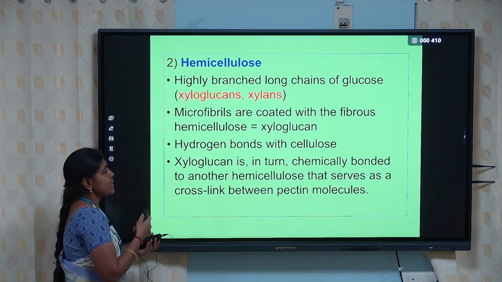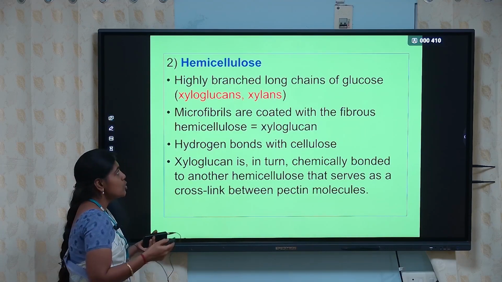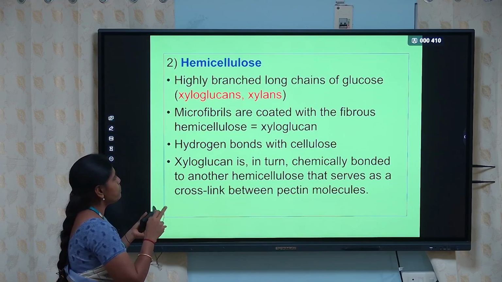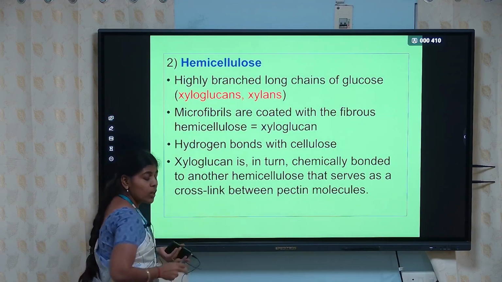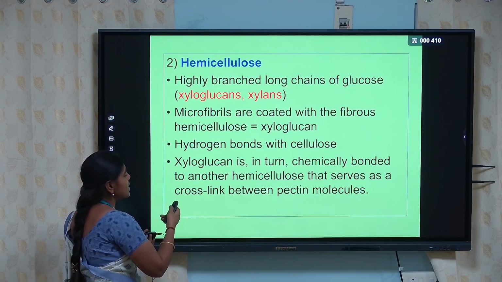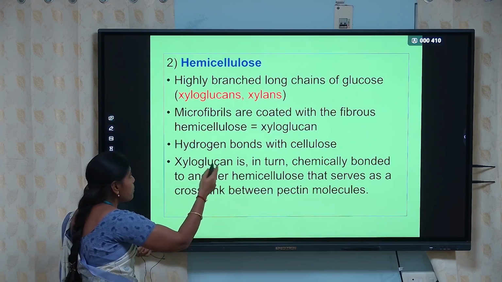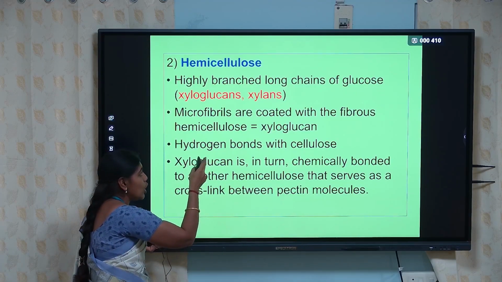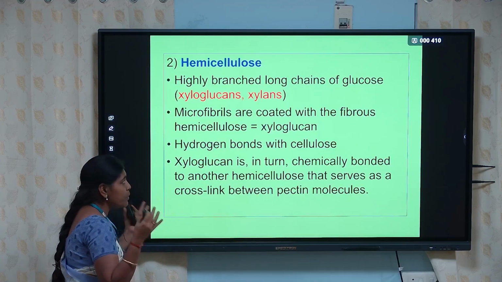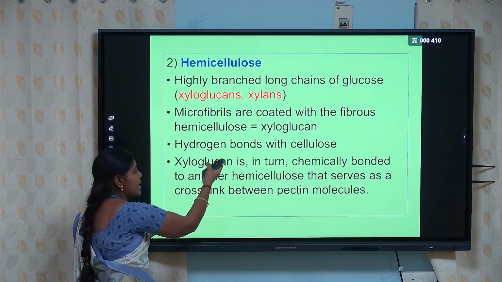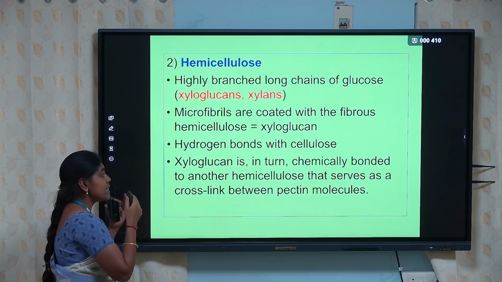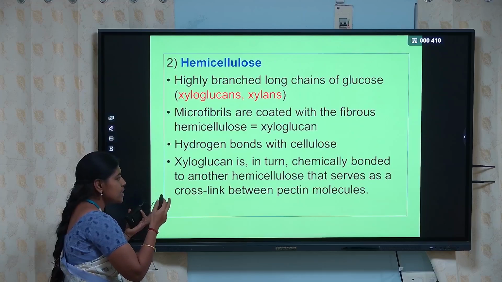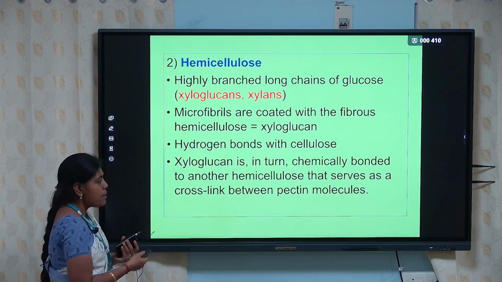The hemicellulose, that is highly branched long chains. So compared to the cellulose that is non-branched, here it is the highly branched glucose, that is xyloglucans and xylans. So xyloglucans, the microfibrils coated with the fibrous hemicellulose. Here it is the fibrous hemicellulose made up of xyloglucan, and in between that it has hydrogen bonds with the cellulose, and xyloglucan in turn is chemically bonded to another hemicellulose. So this serves as the cross link between the pectin molecules.